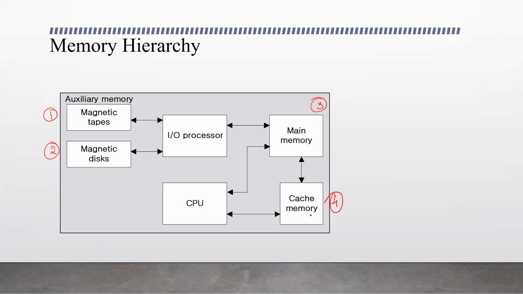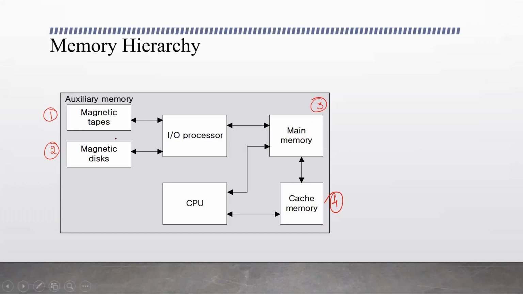The main goal of using cache memory is to speed up the process. So this is a high speed memory. This is a hierarchical order. Auxiliary memory is the slowest device. If we compare these, magnetic tapes are the slowest, a very slow device, and then magnetic disk, and after that main memory, which is a faster device, and then the fastest is cache memory.